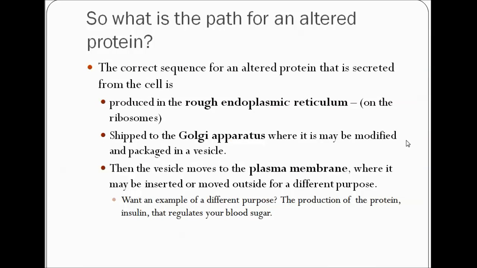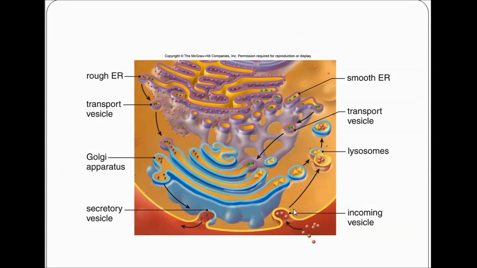And so how does a protein go through there? The correct sequence is it's produced in the rough ER on the ribosomes, it's shipped to the Golgi apparatus in a vesicle, and then it's maybe modified, put in another vesicle, and then moved to the plasma membrane, where it kind of just merges. They don't have a picture here, but it comes to the plasma membrane, and the membrane of that vesicle merges with it, and then it opens to the outside. It's kind of cool. So from here to here to here, and then to the outside probably.